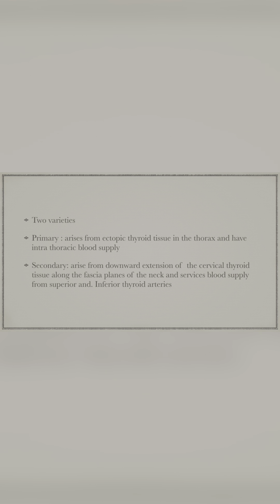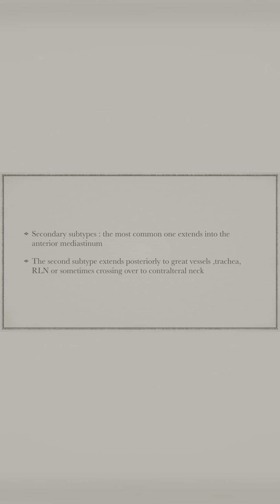Two varieties are identified. Primary variety, which arises from the ectopic thyroid tissue in the thorax and receives blood supply from the intrathoracic vessel. A secondary variety arises from the downward extension of the cervical thyroid along the fascial planes of the neck and receives blood supply from the superior and inferior thyroid vessels.